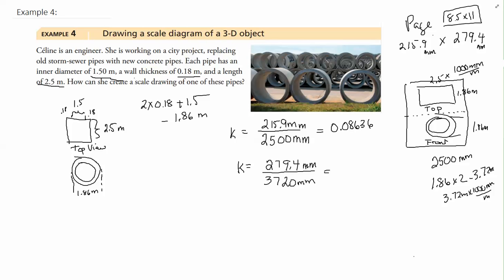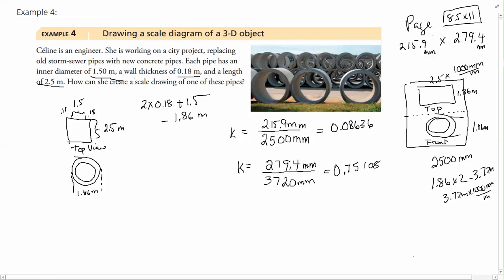And then we do 279.4 divided by 3,720. Oops, I need to do that again. Missed the 0. There we go. And we have 0.75108 approximately.